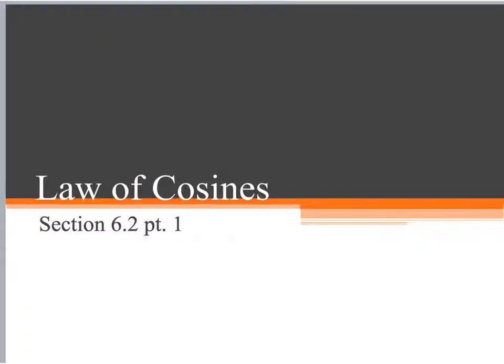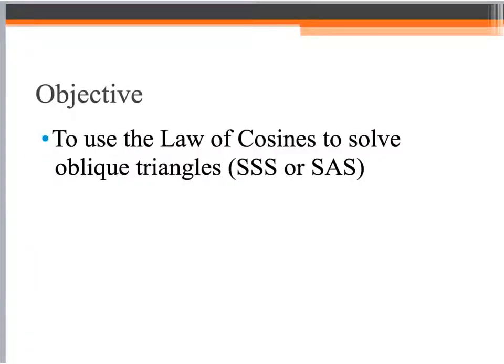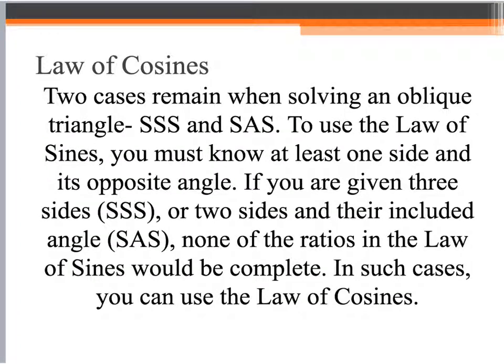Hey class, in today's lesson we're going to talk about the Law of Cosines, which is found in section 6.2 part 1. Our objective is to use the Law of Cosines to solve oblique triangles, and those oblique triangles are either side, side, side, or side, angle, side. So for the Law of Cosines, there are two cases that remain when solving for those triangles: side, side, side, and side, angle, side.